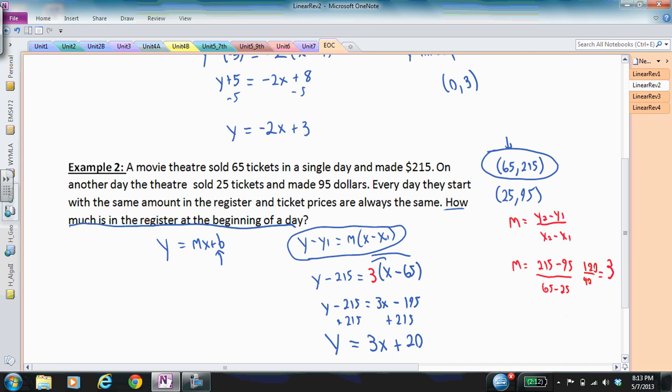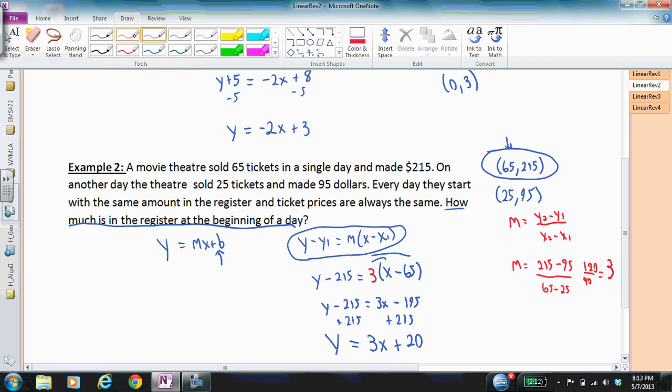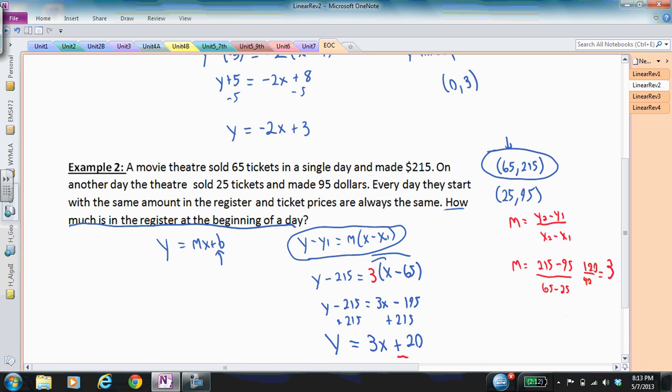So the starting value comes from the y-intercept of this function rule written in slope-intercept form, which is $20 in the register at the beginning of the day. And there's other ways you could figure this problem out. That's just the way that I chose to do it.